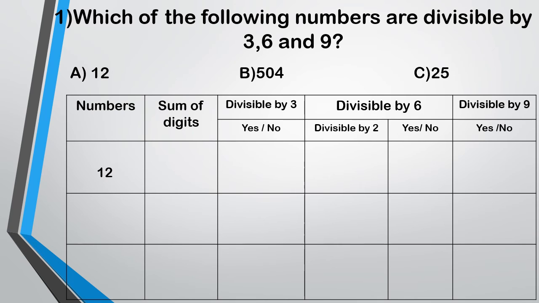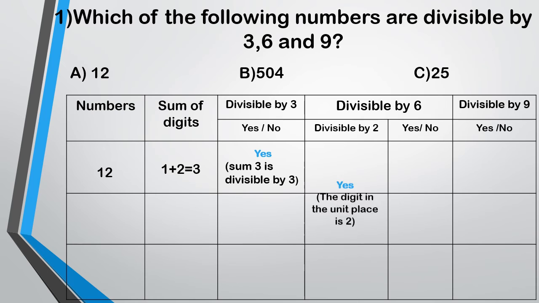So the first number is 12. First we find the sum of digits. 1 plus 2 is equal to 3. 3 is divisible by 3; 3 ones are 3. So yes, it is divisible by 3 because the sum 3 is divisible by 3. Now we have to check the divisibility by 2. Look at the last digit here, 2. 2 is divisible by 2. 2 is an even number, so it is divisible by 2 because the digit in the unit place is 2.